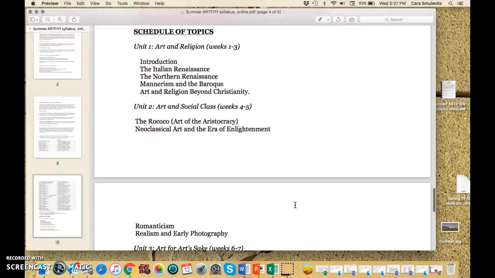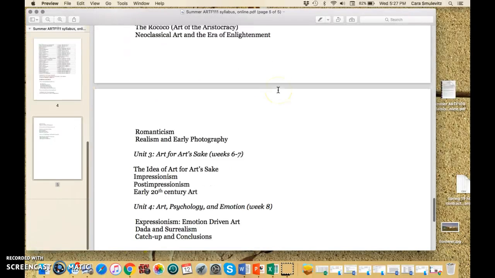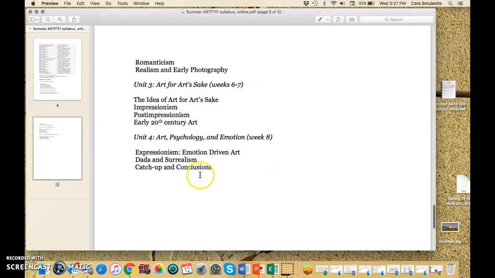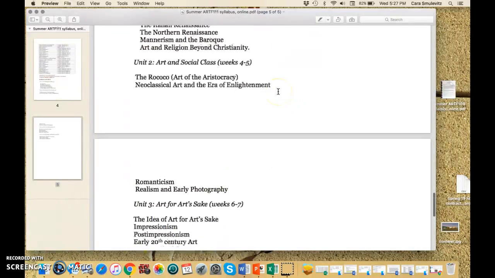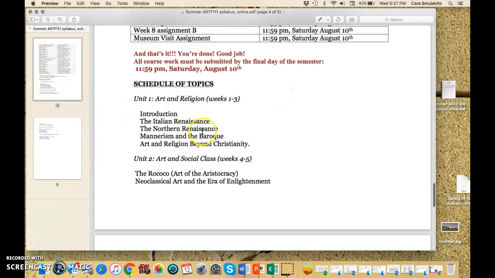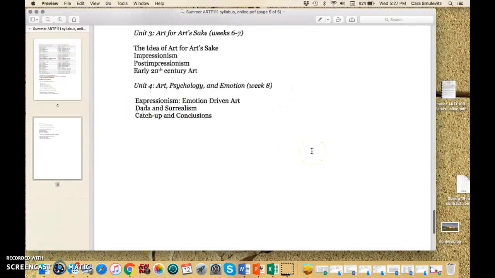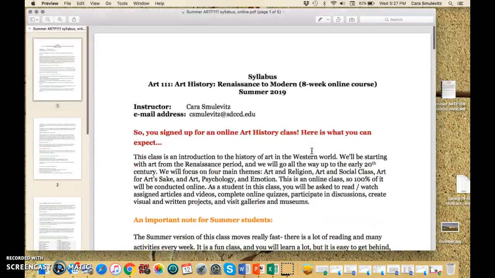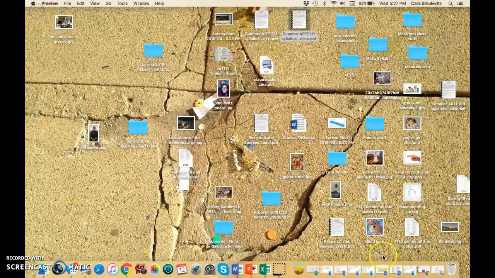I've also got a schedule of topics here. Most students don't really care about this, but if you wanted it, you can always go here to just see what's going to be covered which week. You can also look in the online class for that and just click ahead to see. So that's the syllabus. Don't go away yet, though. I want to show you one more thing.